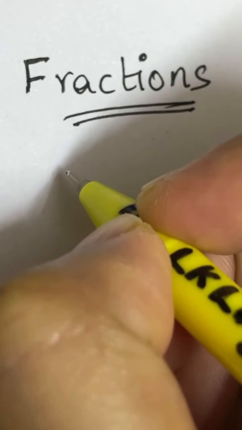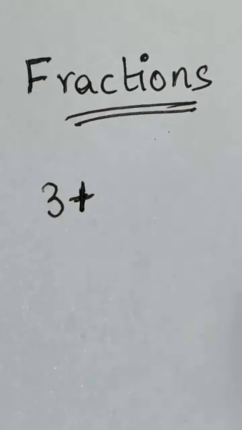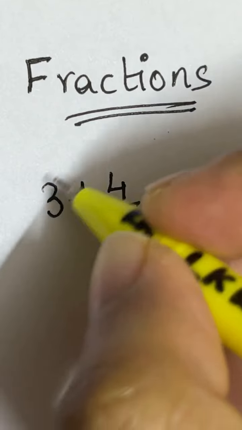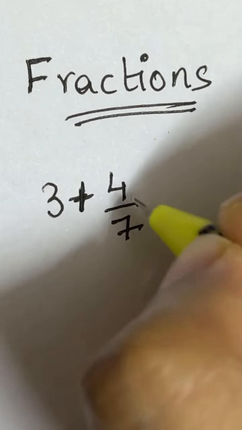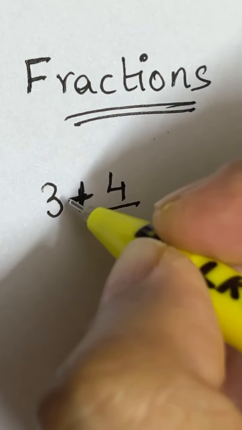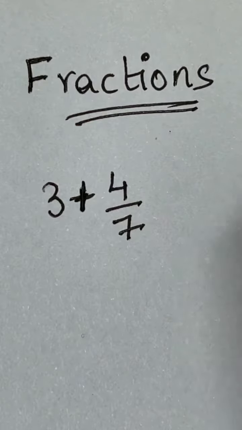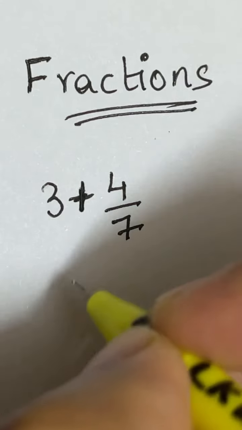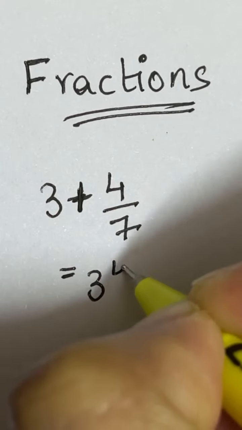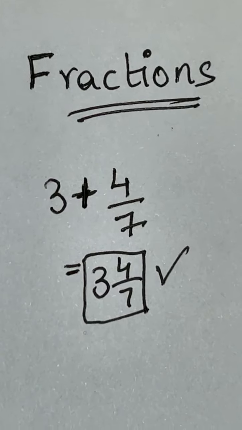For example, if you have 3 plus 4 over 7. How do you add 3 to 4 over 7? This is a proper fraction where the numerator is smaller than the denominator. This is a whole number. So how do we do it? The answer is really simple. You will be shocked after knowing that. Whenever you add a whole number to a fraction, it's just 3 and 4/7. That's your answer. You're done with that.